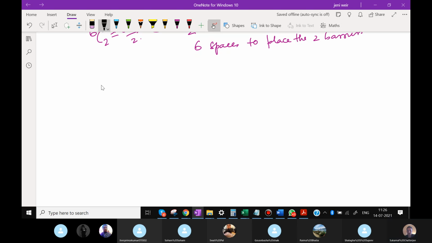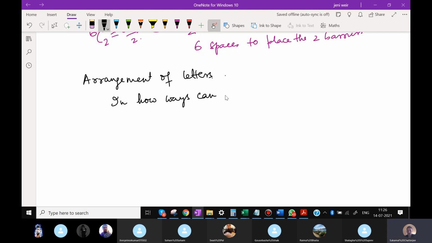Next, arrangement of letters. So let's say, if I say in how many ways can the letters of the word ARRANGEMENT be arranged.